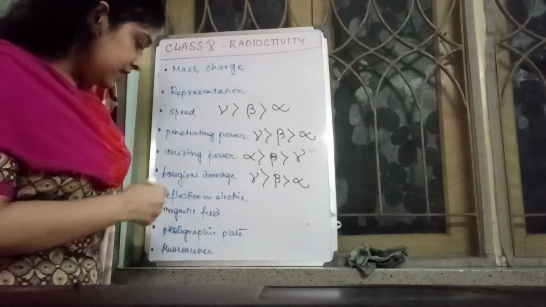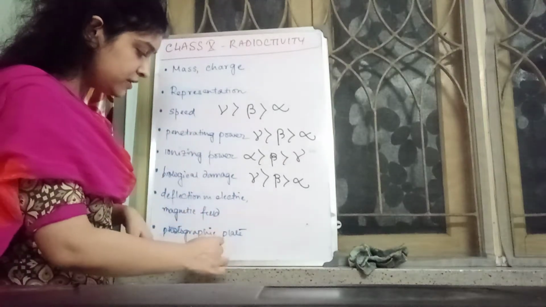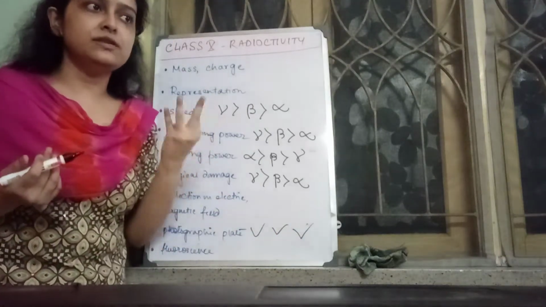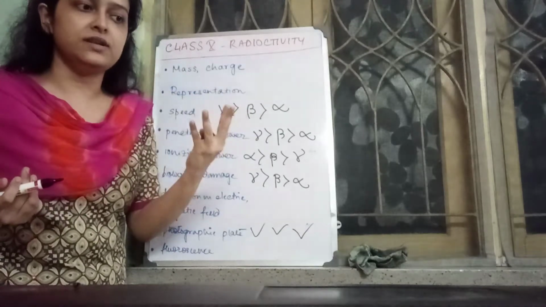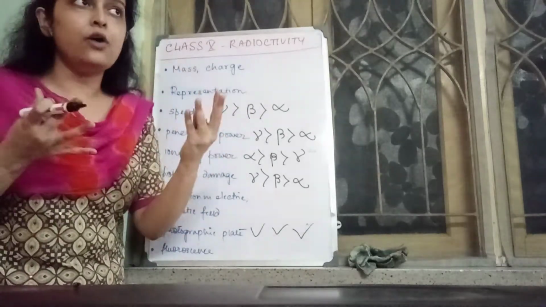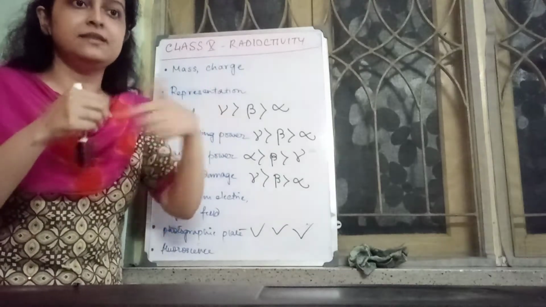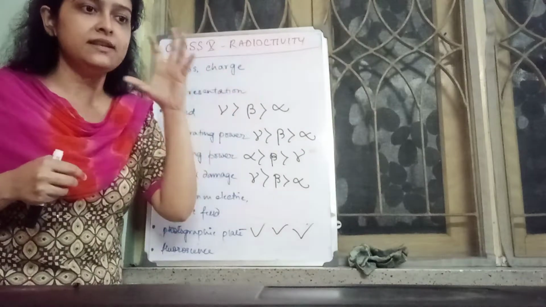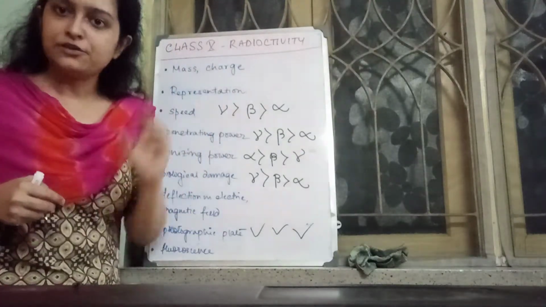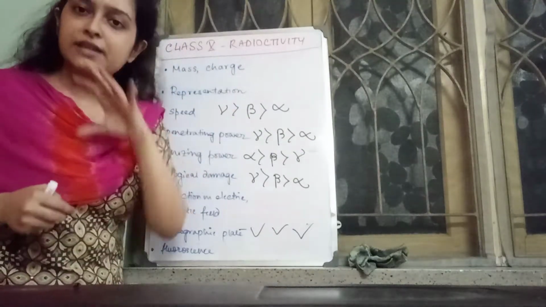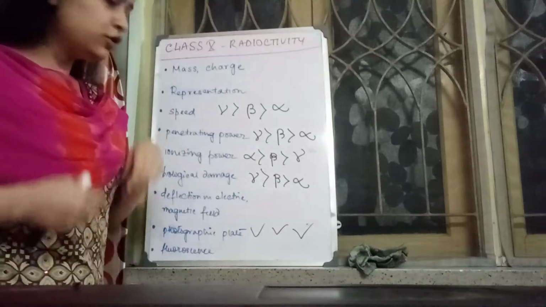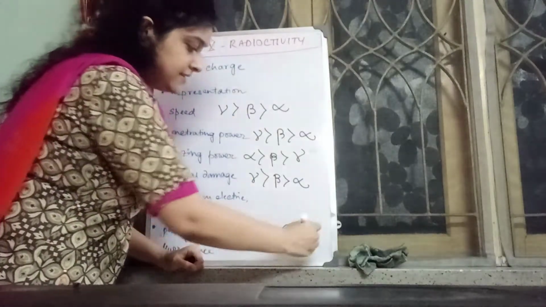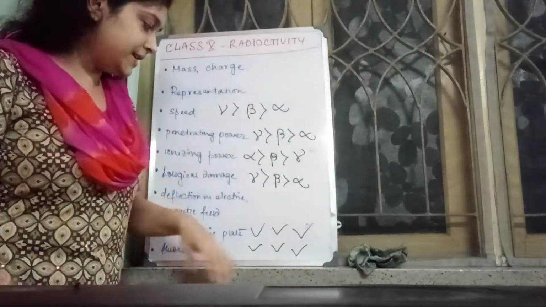Next is photographic plate and fluorescence. We have seen Becquerel discovered that 3 types of emissions were found. Why? Because he found that a piece of uranium specimen affected the photographic plate, and from there he found that 3 types of emissions were there. So all 3 of them affect the photographic plate: alpha, beta, gamma. They cause fluorescence also on striking a fluorescent material.